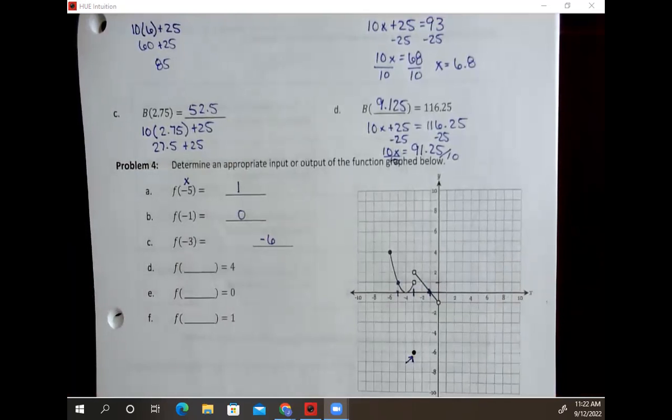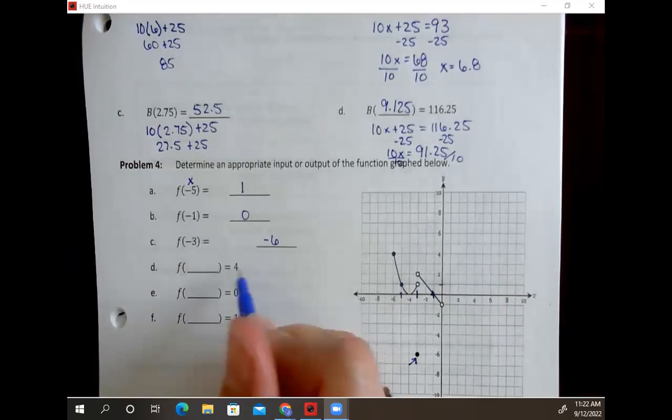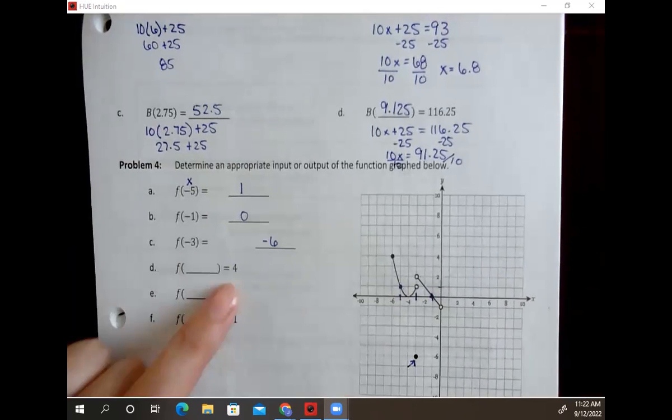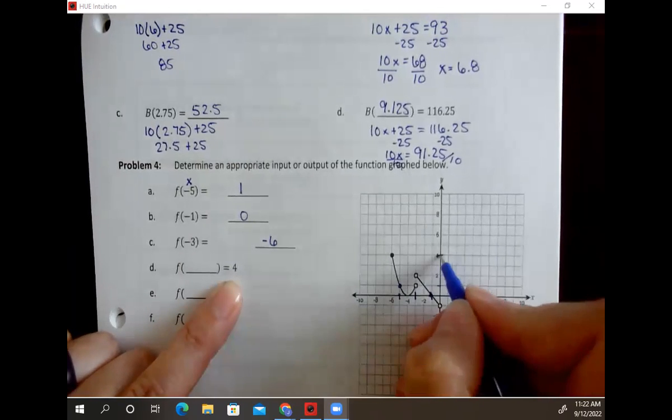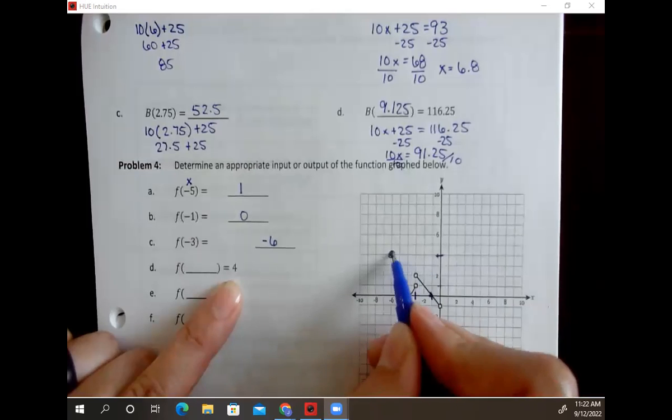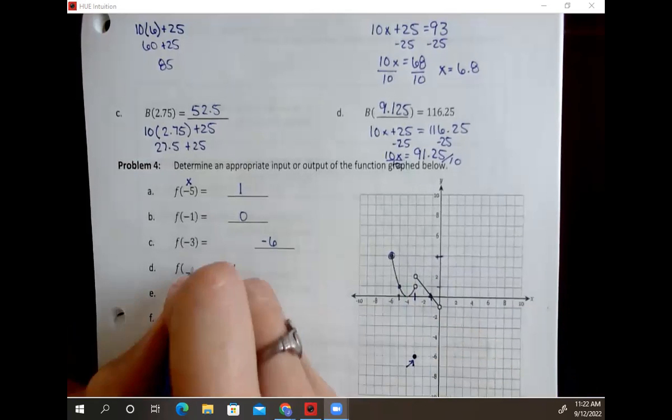Now for D, E, and F, this time I've got the outputs. We want to find the inputs. So for D, f of something equals 4. So I'm going to go to where y is 4. Follow that to my graph, and there's my point there. X is -6.